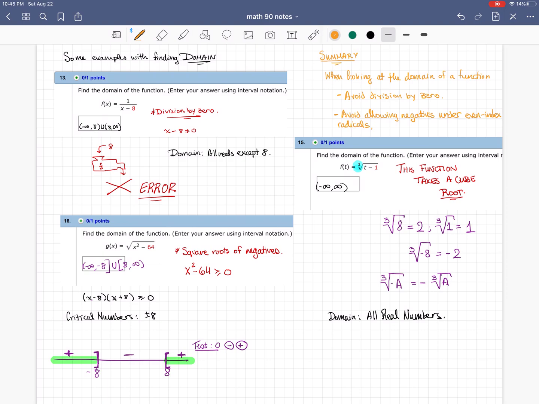So even index radicals are square roots, fourth roots, sixth roots, and so on. I very much doubt that we'll encounter any sixth roots in our work, but we might. And as you can see, there is a problem in your homework that deals with a fourth root. So that's a quick summary of working with domain. Notice I didn't mention the range at all. We will talk about range again later, but domain is what we're going to focus on in this lesson.